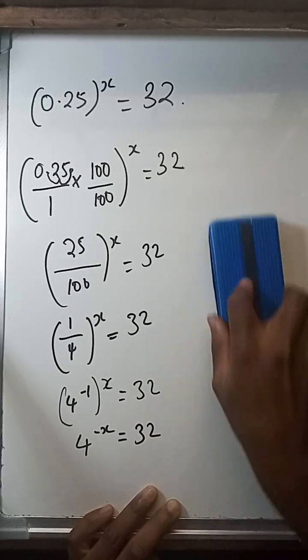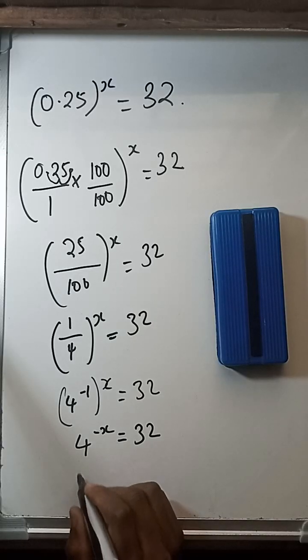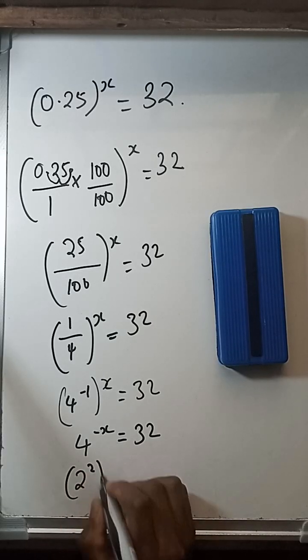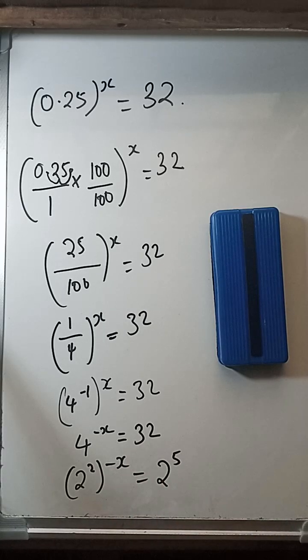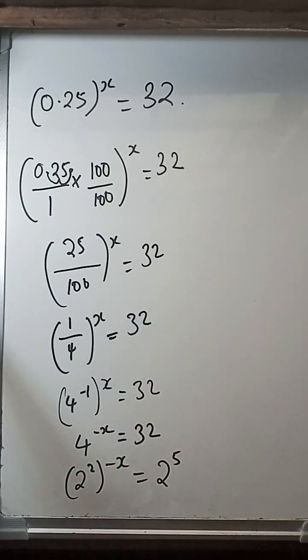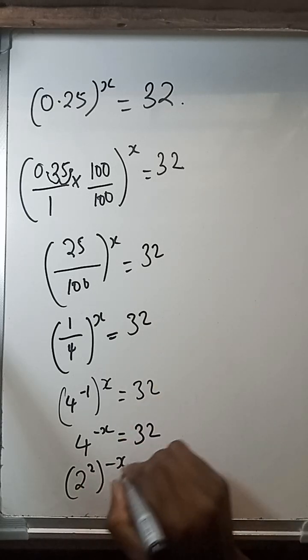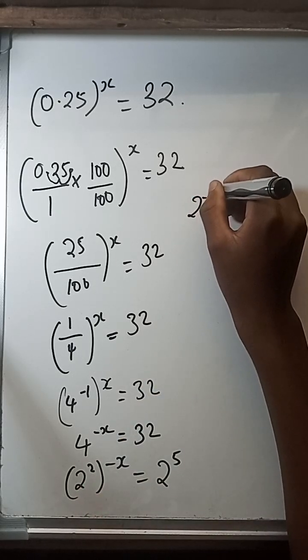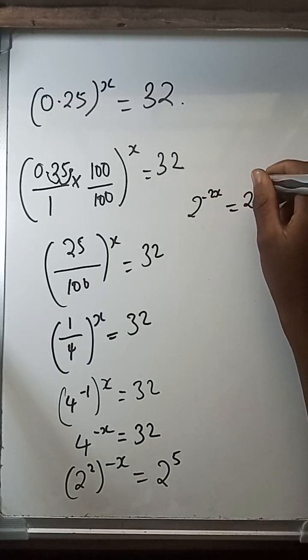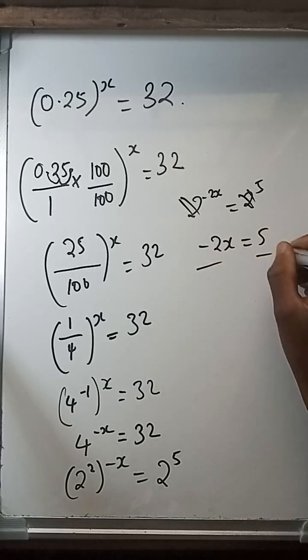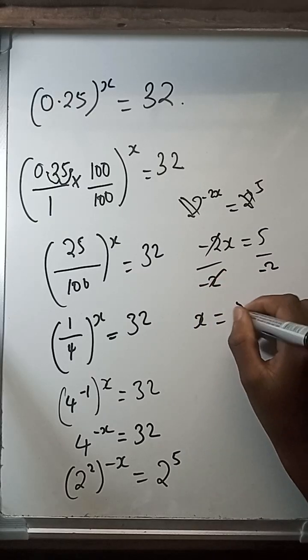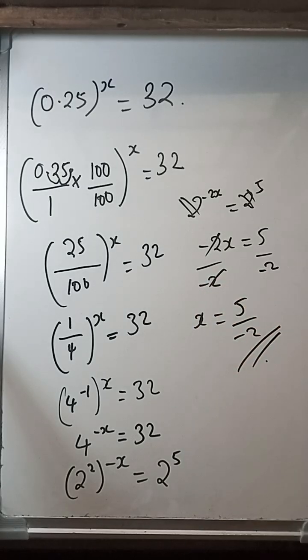How about 2? Yes, 2 can be used. So this would be 2 squared to the power negative x equals to, this will be 2 to the power 5. When you multiply 5 2's, you're going to get 32. So now this will be 2 times 2 on top there, we're going to have 2 to the power negative 2x equals to 2 to the power 5. These can be cancelled. Negative 2x will be equal to 5, and then we're going to divide by negative 2, negative 2, x will be equal to 5 over negative 2, and that is how it is done.